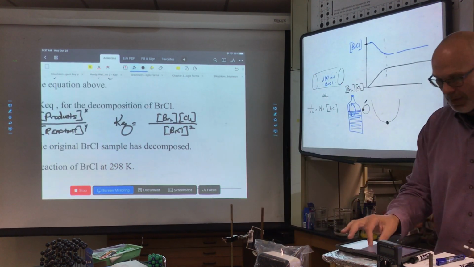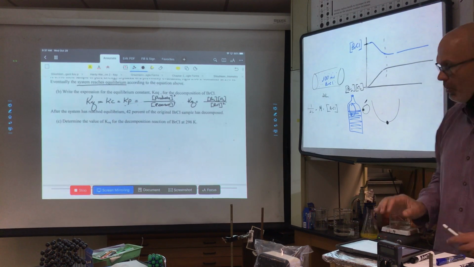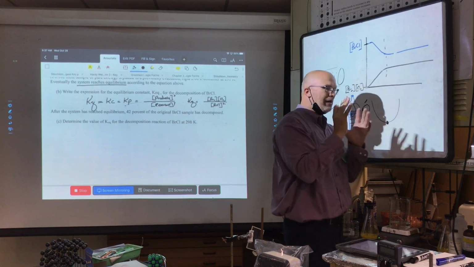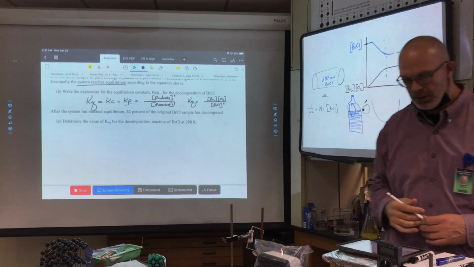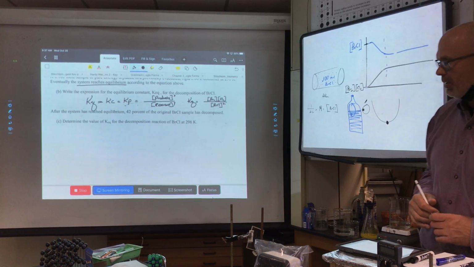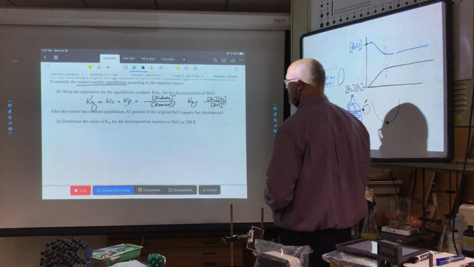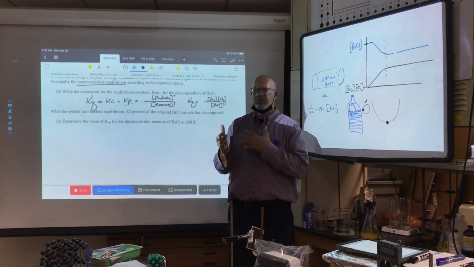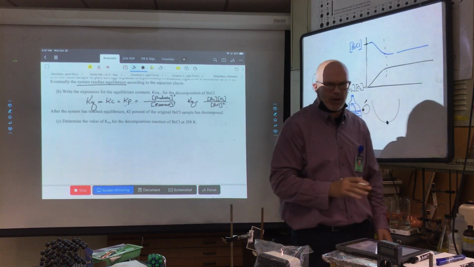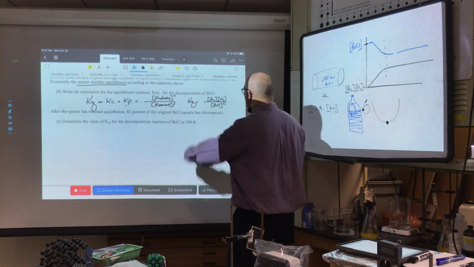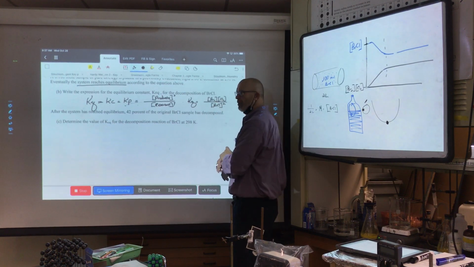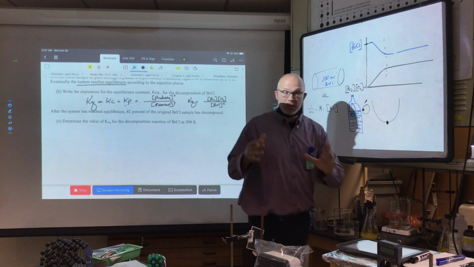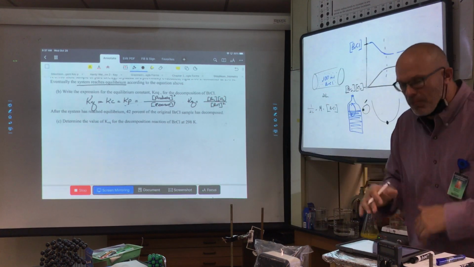Now, let's talk about this. After the system reaches equilibrium, which means the rate of the forward equals the rate of the reverse and we have constant concentrations, 42% of the original BrCl has decomposed. They want you to determine the value of K. This sounds like something we haven't done, but we're going to use stoichiometry to help. We want to know what these values are, plug them in here to get this value, and work it backwards. So we're going to use our stoich table to solve this problem. It looks like something foreign, but it's not.